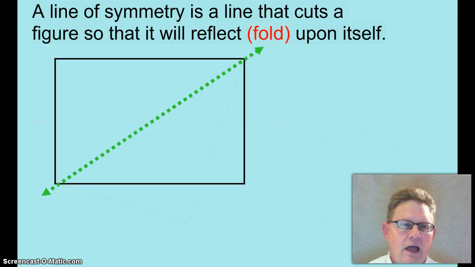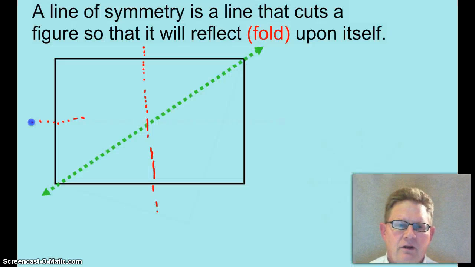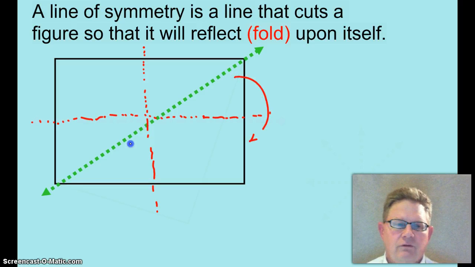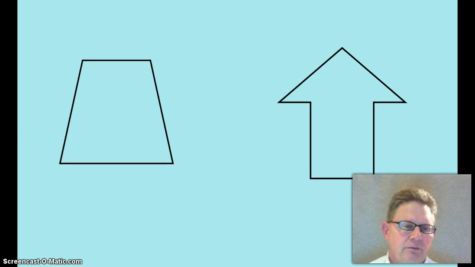Instead, the lines of reflection would probably be on a rectangle. Right there, you could fold that upon itself, and you should also have a line of reflection. I know, nice line right there, and you could flip this over on top of itself. Those would be lines of reflection.